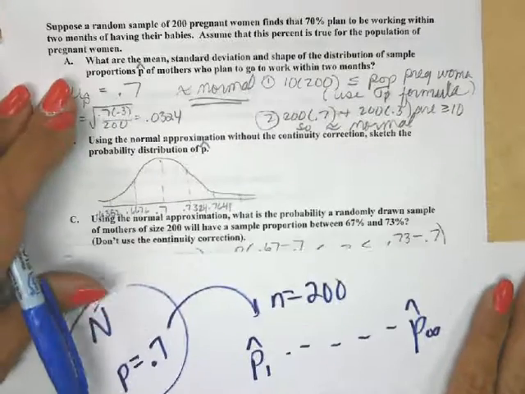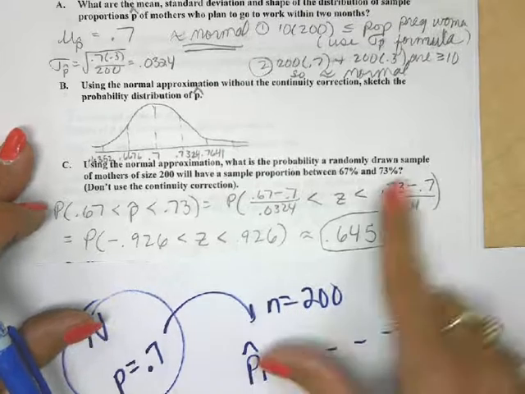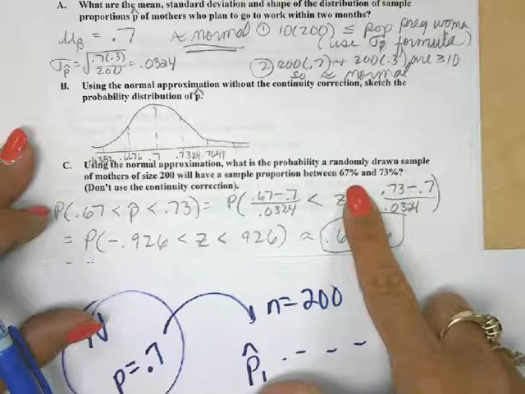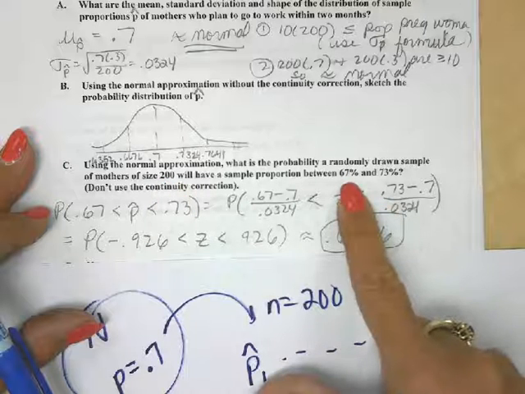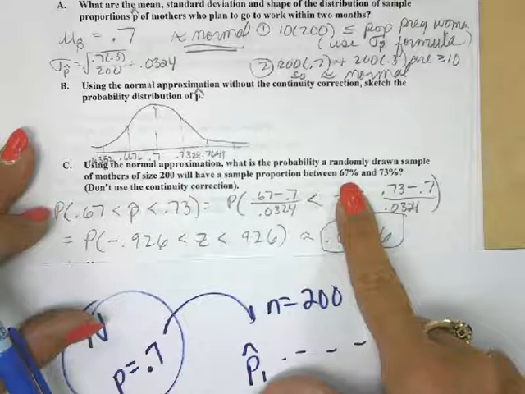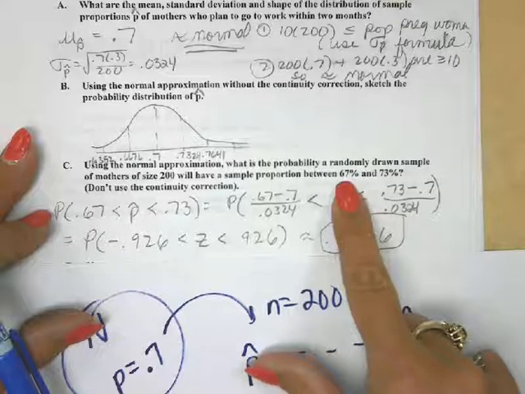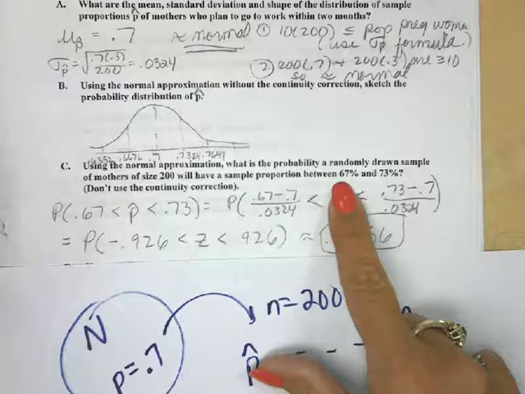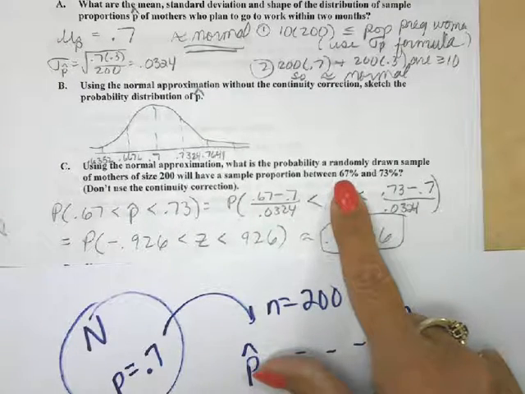Now we're going to find the proportion of times that we would anticipate sampling a size 200 and having the proportion of women who say, yes, I plan to go back to work within 2 months, finding what percent of the time will we have that percentage or that proportion be between 67 and 73%.